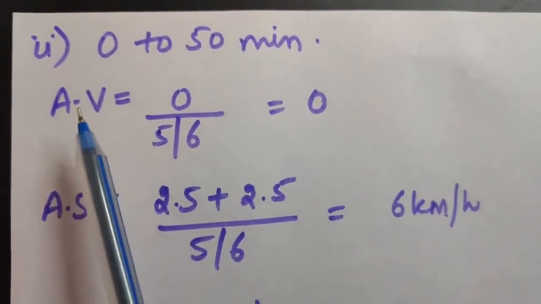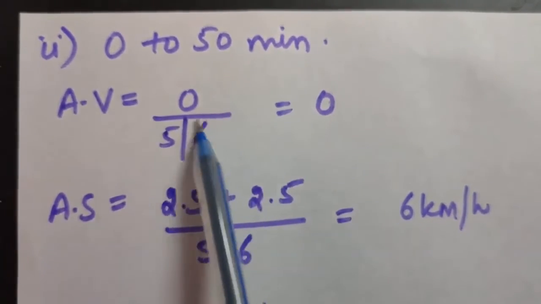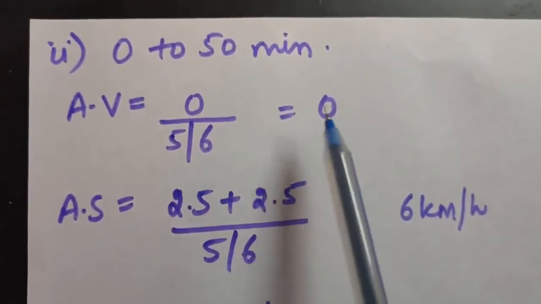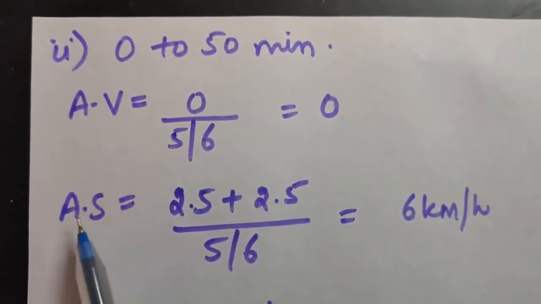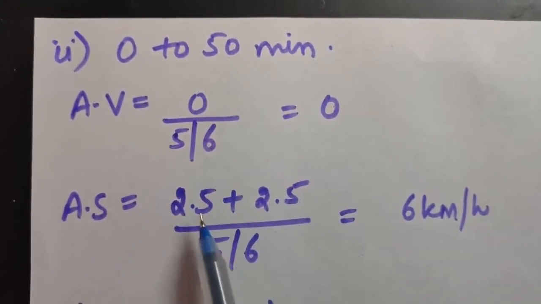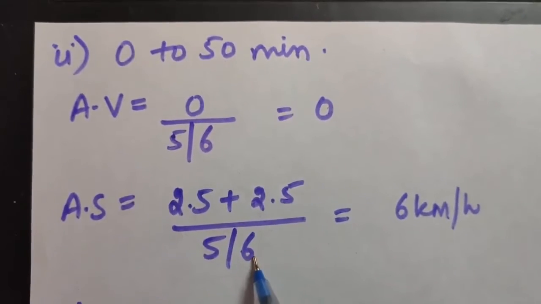So for average velocity, displacement is 0, time is 5 by 6 hour, that is 50 minutes. I have just converted into hours. So average velocity will come to be 0 in this case. Now average speed will be total distance. Total distance is 2.5 plus 2.5 upon time, that is 5 by 6.